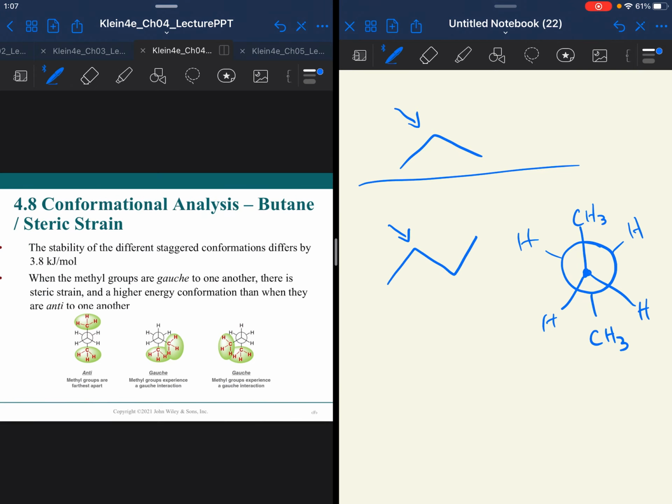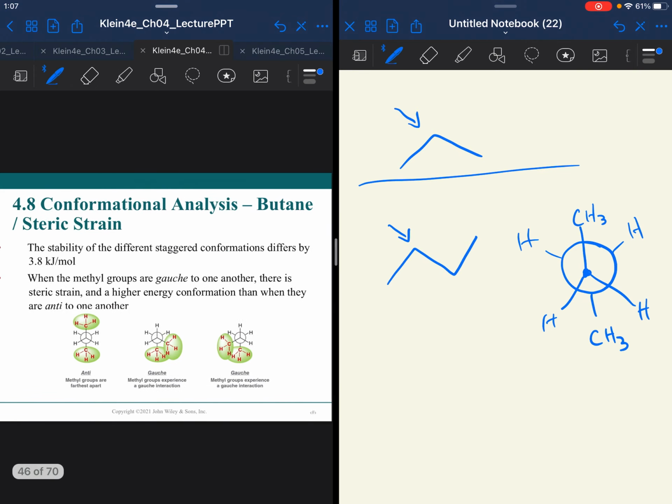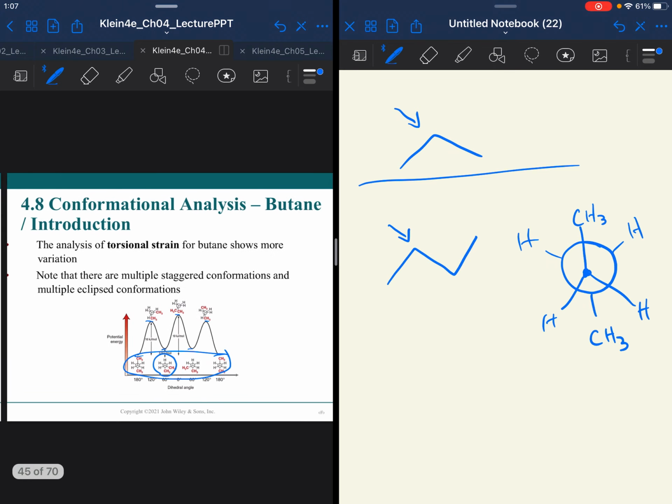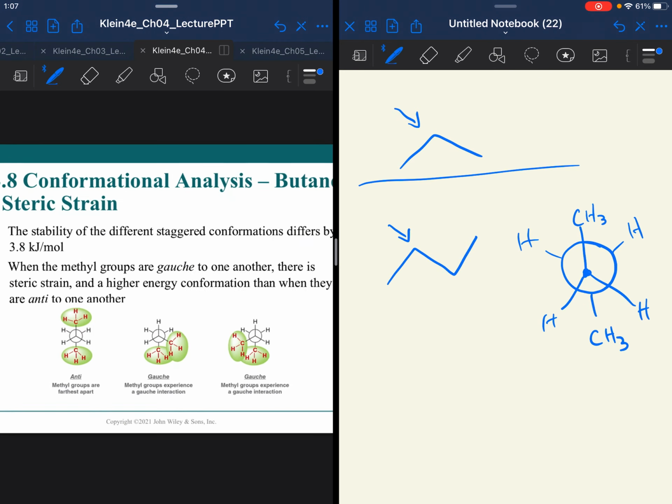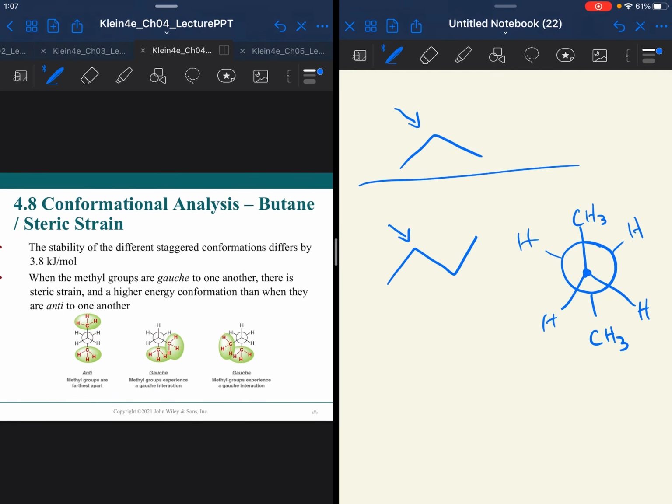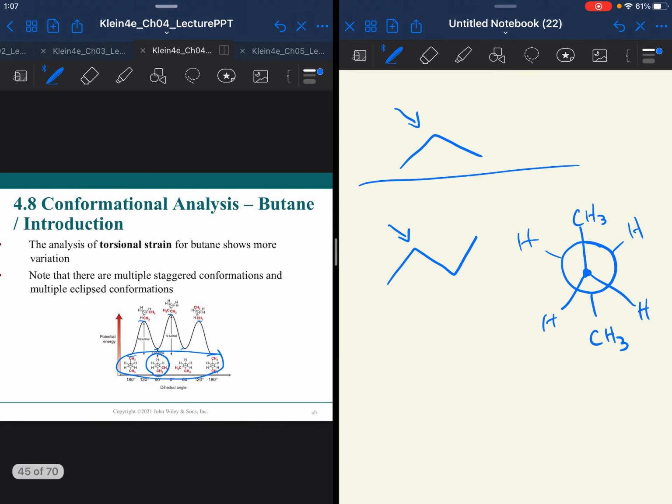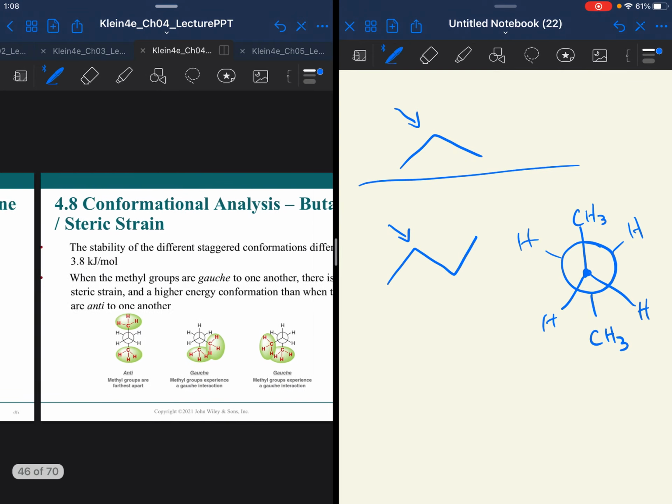This is also referred to as, let me see if they say it yet. No, not yet. We want to talk a little bit about the vocabulary here. So now we need something that tells us a little more than just staggered or eclipsed, because now we see, right? Not all staggered are created equal, not all eclipsed are created equal. So there's a little bit more vocab.